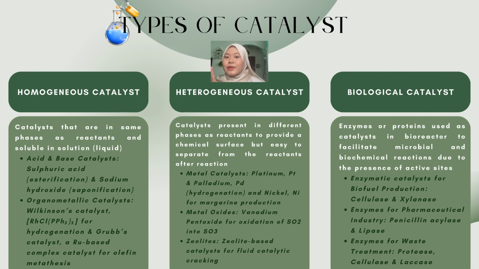But this catalyst is easier for the separation between reactants and catalysts. Some examples are metal catalysts such as platinum or palladium for hydrogenation, and nickel for margarine production. We also have metal oxide catalysts such as vanadium pentoxide for oxidation of CO2 into CO3. Then we have zeolites, which are zeolite-based catalysts used for fluid catalytic cracking, FCC.